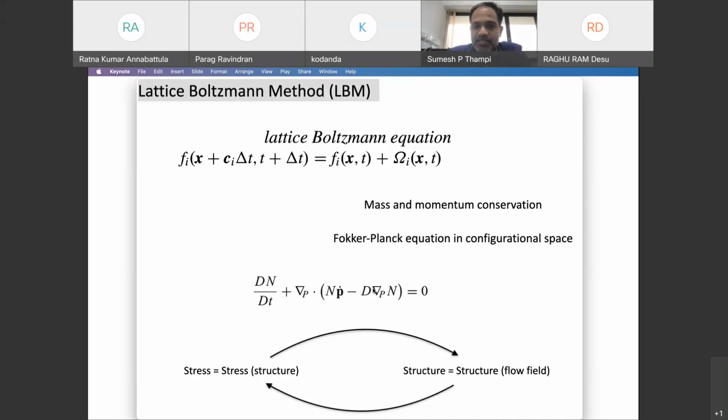Since the second equation, the one which talks about the configuration of the material, is a probability description, you can use the same technique that you use for the Boltzmann equation to solve even the second equation in a coupled fashion. Okay, and that essentially solves the flow of the soft matter. So this is how typically the Lattice Boltzmann method is used to solve the flow of soft matter.